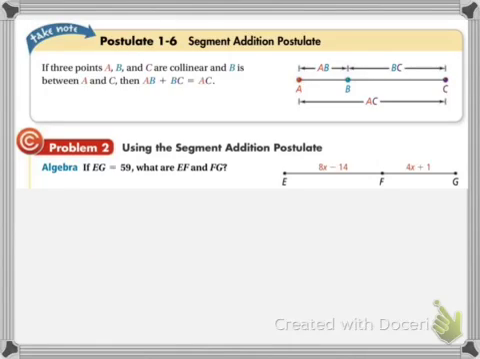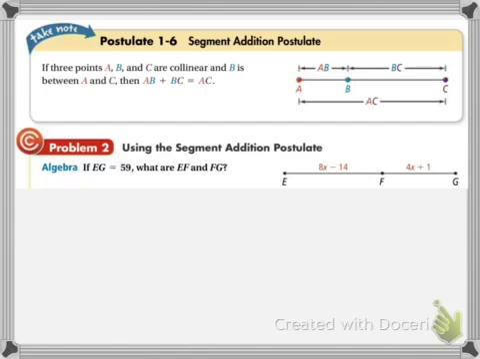Alright, next we're going to look at the segment addition postulate. What the segment addition postulate allows us to do is add together segments to get a full length, okay, a bigger length. The only thing about that is we have to make sure when we're doing this that we use collinear points, points that are on the same line. Because if the points aren't on the same line, then the segment addition postulate is not going to work.